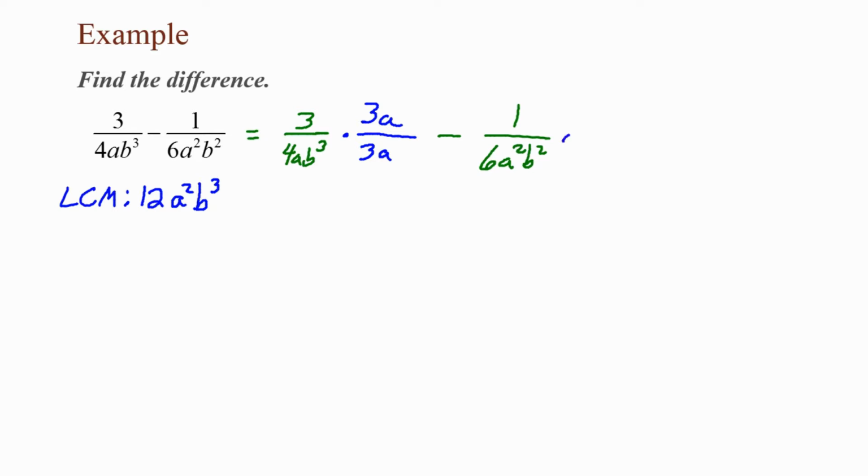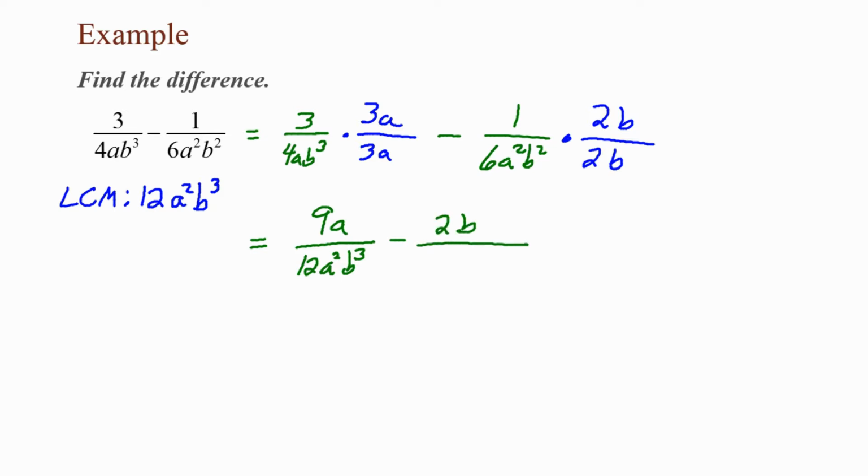Getting my common denominator, I want 12a squared b to the third. 6 times 2 is 12, and I already have a squared, and b squared times b gives me b to the third. So 2b divided by 2b is my equivalent to a over a, which will be 1. 3 times 3a is 9a. 4ab to the third times 3a is 12a squared b to the third, minus 1 times 2b is 2b divided by 6a squared b squared times 2b is 12a squared b to the third.